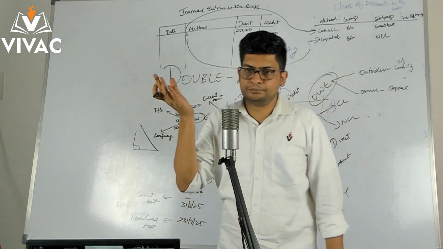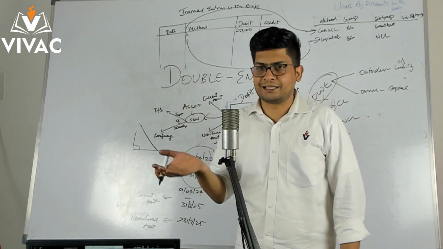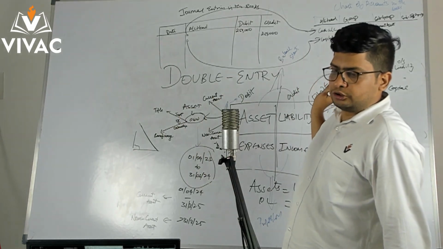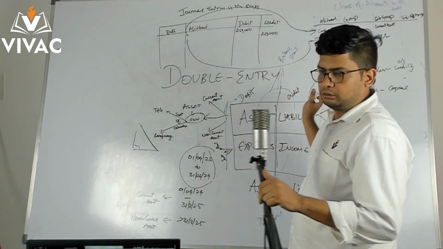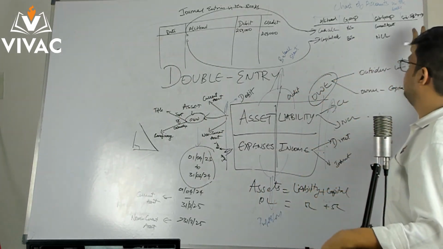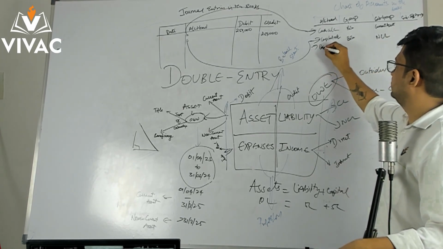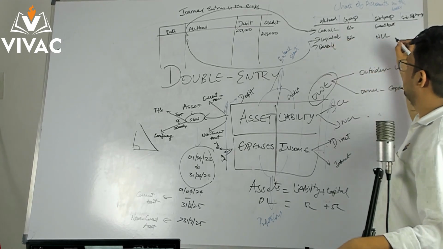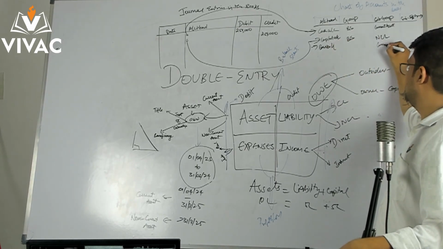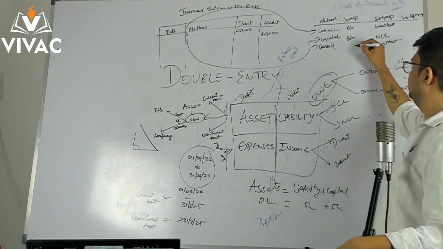Next, deposited cash in bank 1 lakh rupees. What is going up? Bank asset is going up. Do we have bank in our books? No. This is our books, do we have bank here? So first we should create a bank account. What is the grouping? Current asset. This goes to the balance sheet.